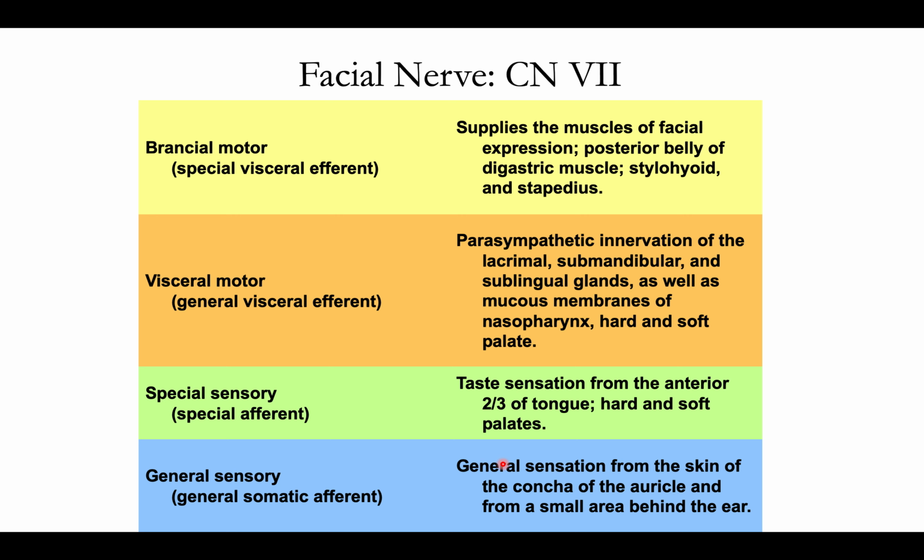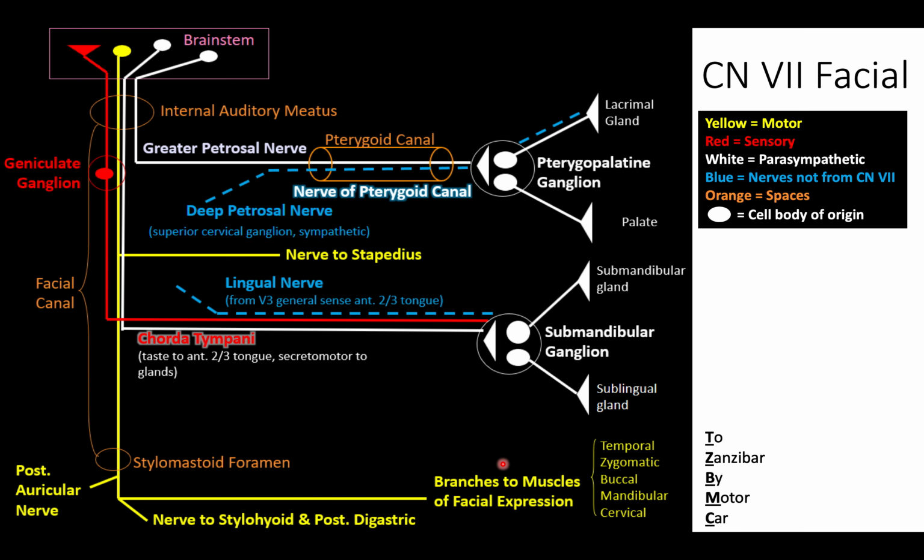It also gives visceral motor, so parasympathetic innervation to the lacrimal, submandibular, and sublingual glands, and the mucous membranes of the nasopharynx, hard and soft palate. Also, the special sensory: it's providing taste sensation from the anterior 2/3 of the tongue, and then general sensation as well of the skin of the concha and the auricle and a small area behind the ear. So let's look at all of the branches of cranial nerve 7, which would be facial.